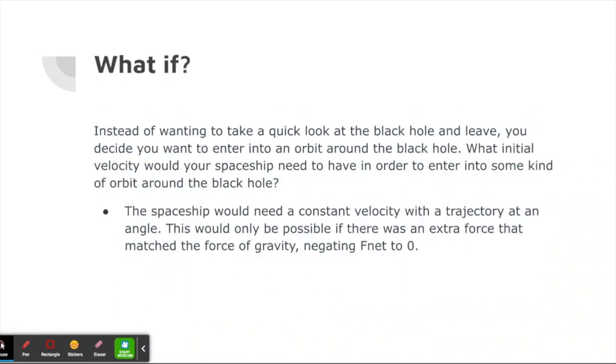And finally, what if we did decide to enter into an orbit around the black hole? I think that the spaceship would need a constant velocity with a trajectory at an angle. This would only be possible if there was an extra force that matched the force of gravity, negating F net to 0.